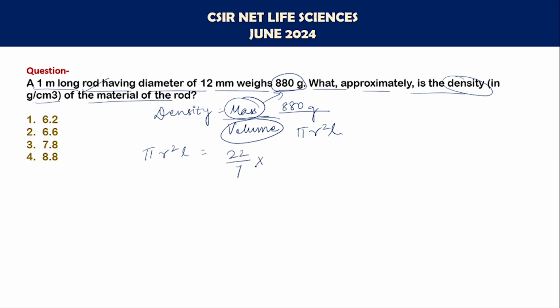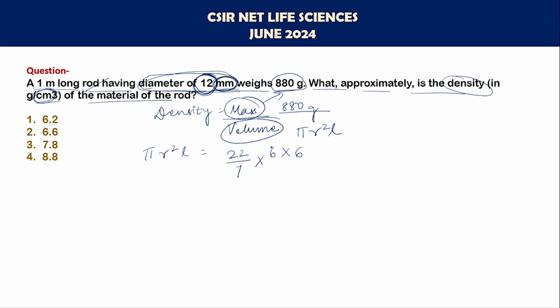22 by 7 into, what will be the radius? Now they have given the diameter. Don't make this silly mistake of putting the value of diameter. You have to write the radius, so it will be 6 into 6. And because they are asking in centimeter, here it is given in mm, you also have to see in what unit the answer is being asked. Here it's asking in centimeter.